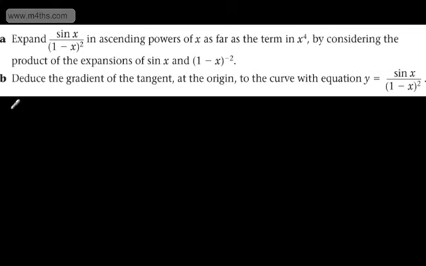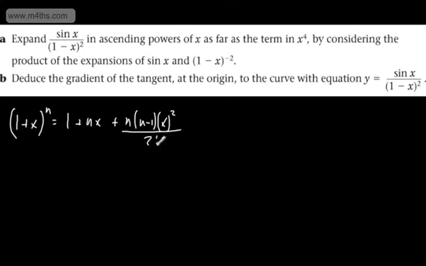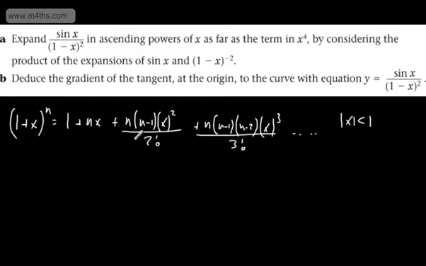Okay, let's go back to the binomial expansion. In C4, we learnt the binomial expansion: (1 plus x) to the power of n gave us 1 plus nx plus n(n minus 1) x squared over 2 factorial, then n(n minus 1)(n minus 2) x cubed over 3 factorial, and so on and so forth. And this was valid for the modulus of x less than 1. What we can do is apply this now.